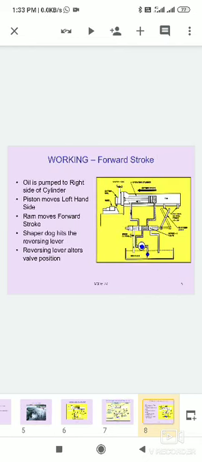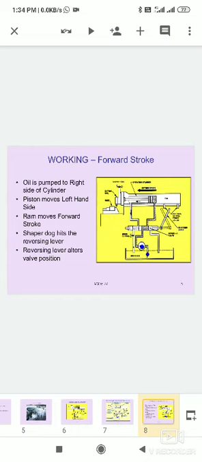Firstly, the ram is driven by a piston which slides in a cylinder placed under the ram. The oil under high pressure is pumped by a gear pump behind the piston. With the movement of the piston, the ram moves forward and the oil in the left side of the cylinder goes back to the tank.